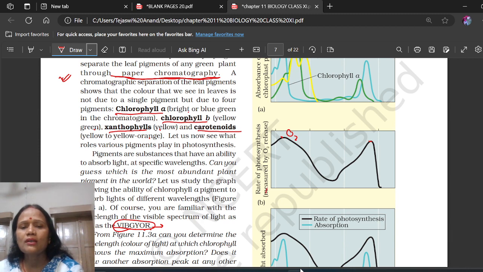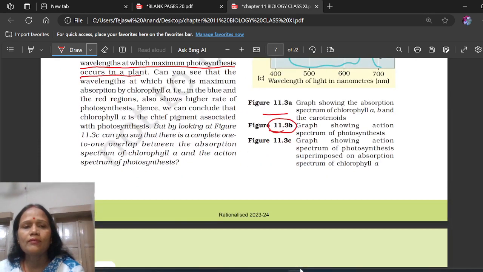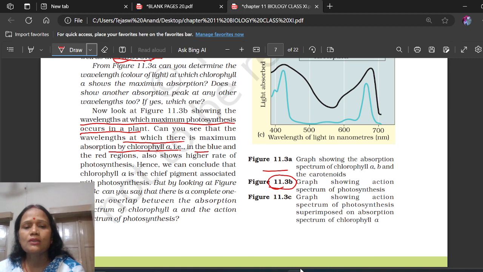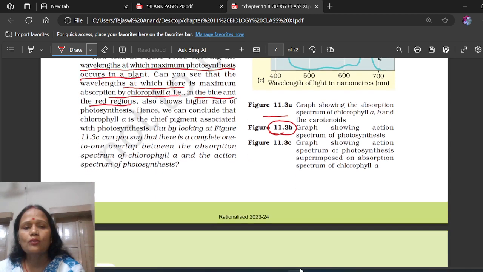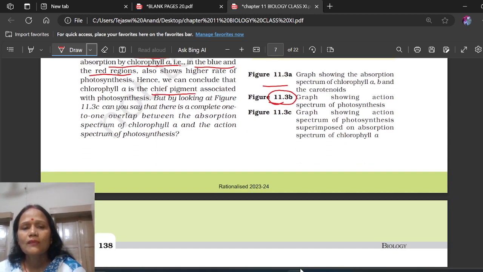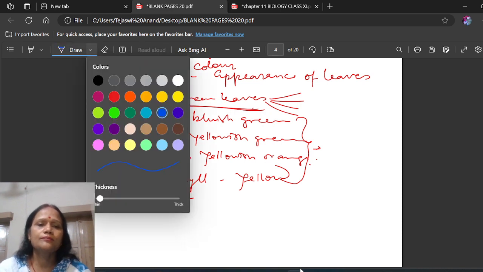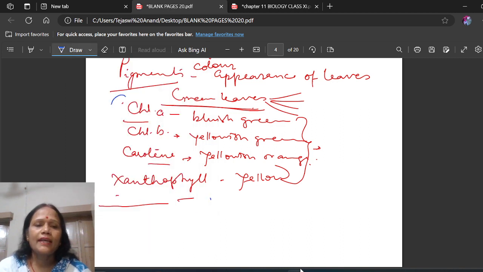It is measured by oxygen release, that maximum absorption of wavelength occurs in that phase. Can you see the wavelength at which there is maximum absorption by chlorophyll A? Chlorophyll A has the most absorption in the blue and red regions. We can conclude that chlorophyll A is the chief pigment associated with photosynthesis. There are 4 pigments, in which we have to know that chlorophyll A is the king pigment.